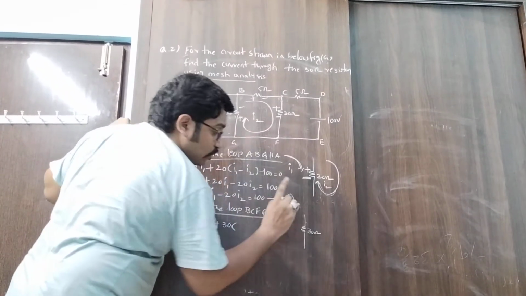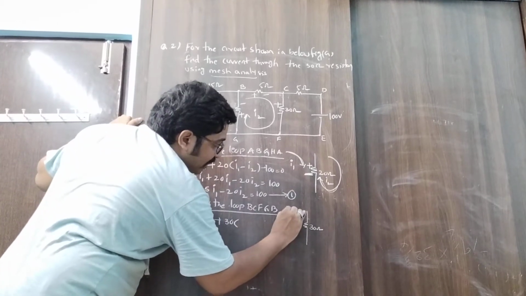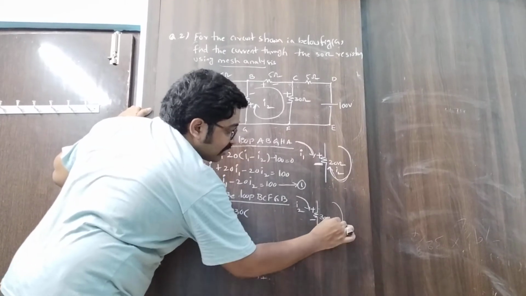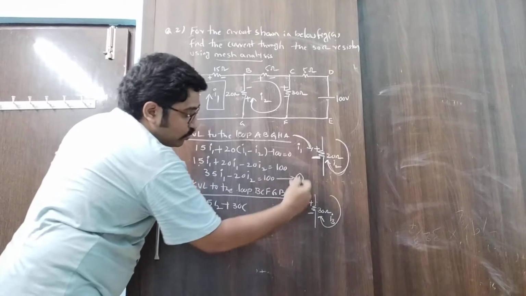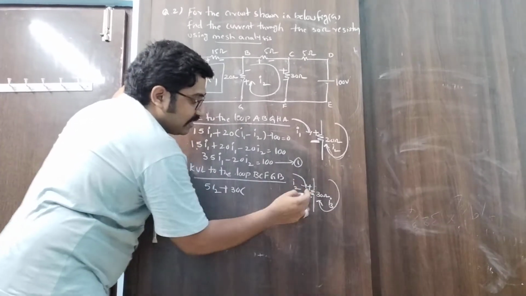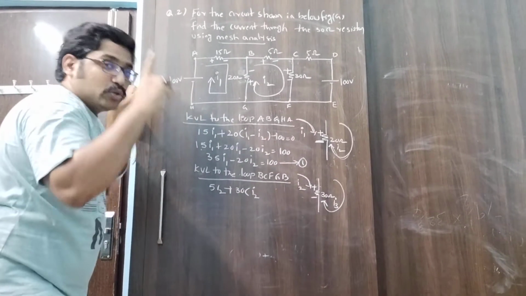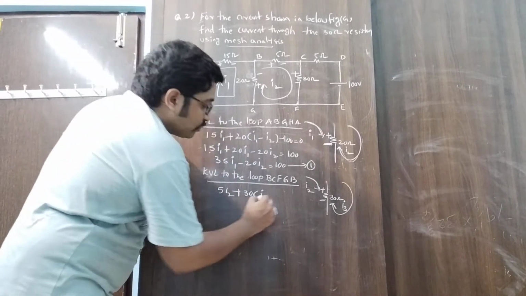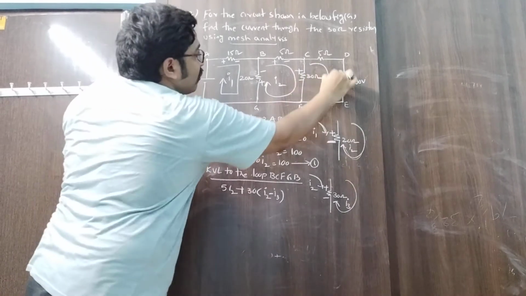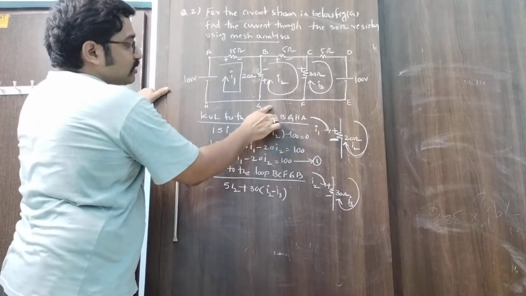You are writing the loop equation for the second loop. Second loop current entering I2. Current entering is positive, leaving is negative. See here, this is I3 current coming. I2 current is like this, so I2 current entering is positive, leaving is negative. So when writing the equation to the second loop, you should give the priority to the second current. So 30 times (I2 minus I3), because here I3 current is there. Now F to G nothing is there, leave it.